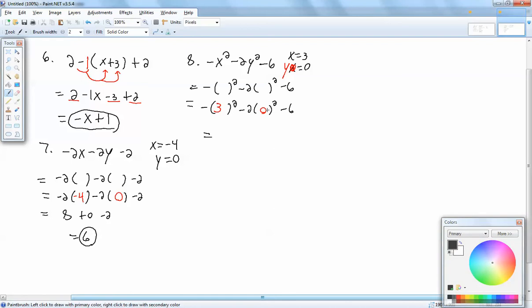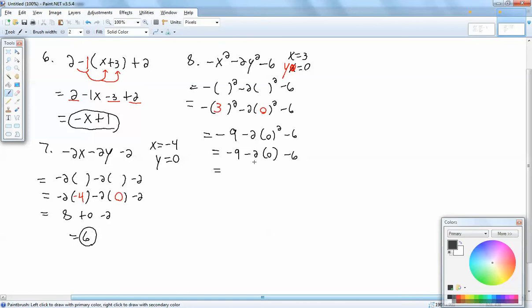So then you use your order of operations to simplify it. Do what's inside the parentheses. There's nothing inside the parentheses, so do the exponents. So minus 3 squared is 9, minus 2 times 0 squared minus 6. Still doing exponents. 0 squared is 0, minus 6.